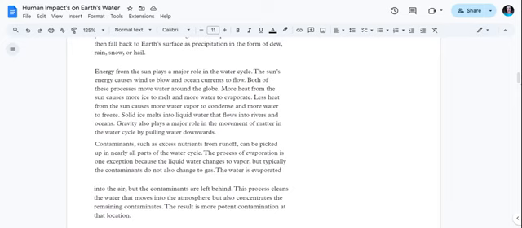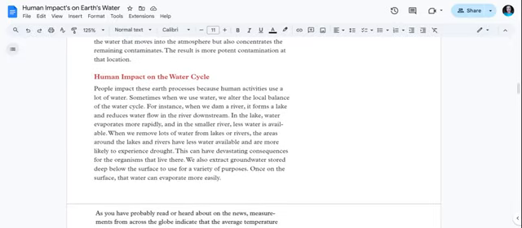Contaminants, such as excess nutrients from runoff, can be picked up in nearly all parts of the water cycle. The process of evaporation is one exception because the liquid water changes to vapor, but typically the contaminants do not also change to gas. The water is evaporated into the air, but the contaminants are left behind. This process cleans the water that moves into the atmosphere, but also concentrates the remaining contaminants. The result is more potent contamination at that location.